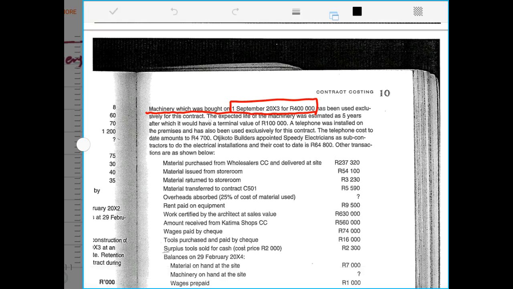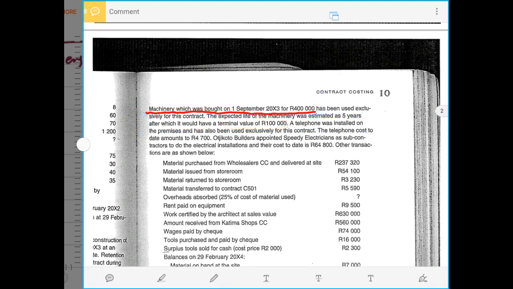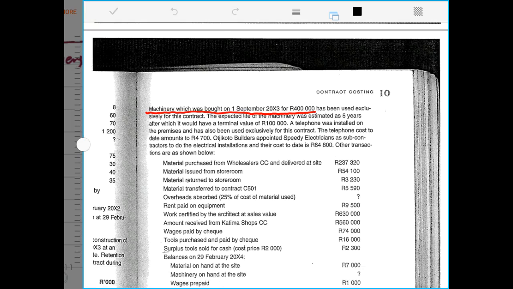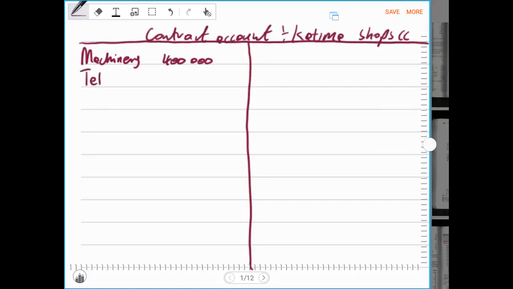Then it further says that, regarding the expected lifespan, we are given the useful life and the residual value of 100,000 rands. Now we have to record the next expense, which is the telephone account, where we are told that the telephone was installed and the telephone cost to date amounted to 4,700. We record the telephone because this is an expense that had to do with this contract. So telephone will be 4,700 rands.